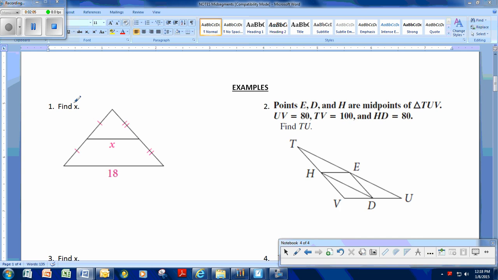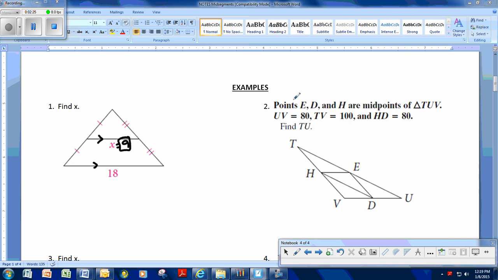Let's try some examples. For number 1 here it says find x. X is the midsegment, so I know it's parallel with that third side, and it's also half its length. So this length is 18, which means this would be half of that, which is 9.